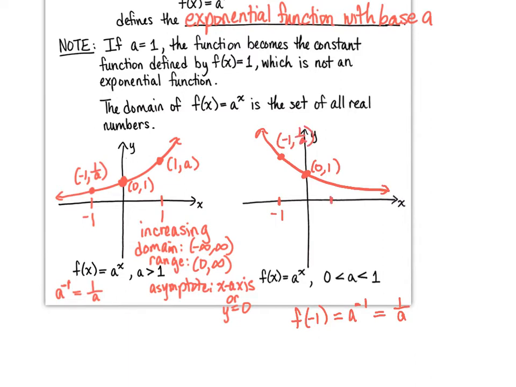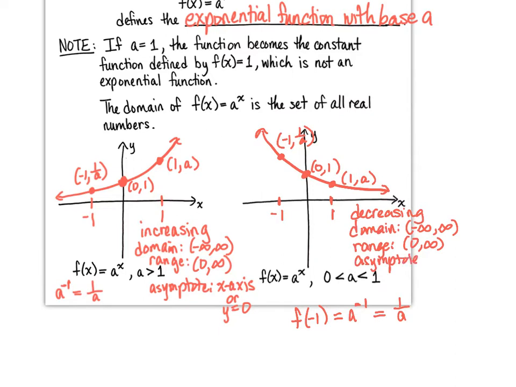Then if you have the point 1, if x is 1, what's y? a, good. Is this graph increasing or decreasing? Decreasing, good. What is the domain? Good, negative infinity to infinity. What's the range? 0 to infinity, good. And what's your asymptote, your horizontal asymptote? The x-axis, good.